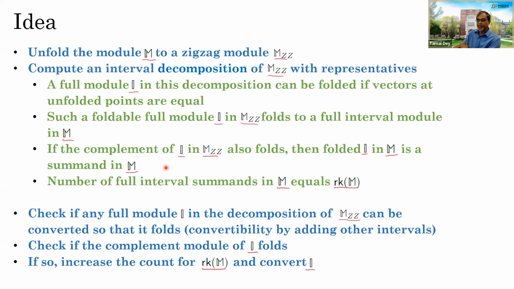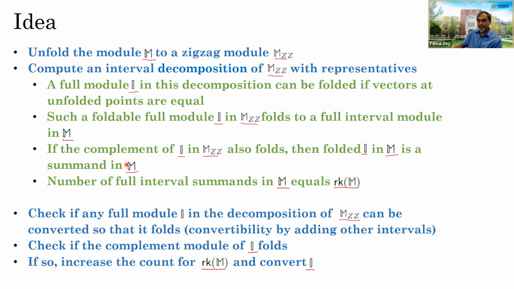Okay, so what is the idea? The idea is, first I am going to unfold the actual module M to a zigzag module. So there is unfolding, I'll define in a moment. So that becomes a zigzag module. Then compute in the zigzag module its interval decompositions. And once I have the interval decomposition, I look at what are the full interval modules in this unfolding, and try to see whether this full interval module I can fold back to a full module in the original module M.